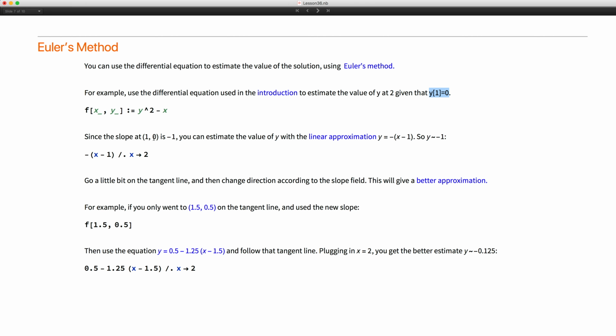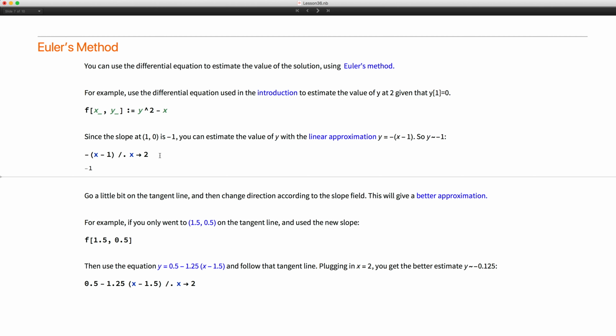So what you do is you start with (1, 0) and plug it in the slope over here. So the slope is -1. And then write down the linear approximation, which is y equals negative x minus 1. And if you plug in 2, then the approximate value is -1. But of course, what you could do is go off a little bit on the tangent line, then change direction, and that will give you a better approximation.